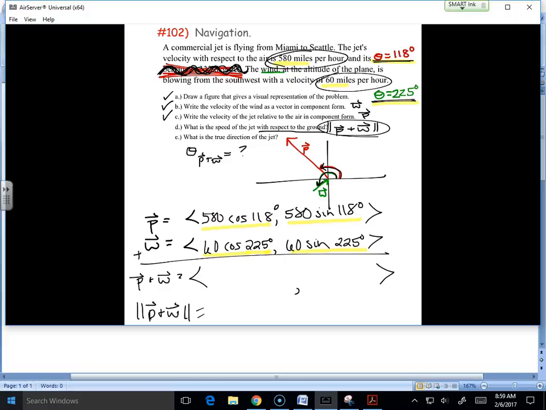580, yep. 118 plus 60 cosine 118. I'm adding both the cosine, not 118, 225. I'm adding both the cosine components. I'm getting negative... Someone double check me, make sure I'm good. 314.7199. Remember, don't round until the end.